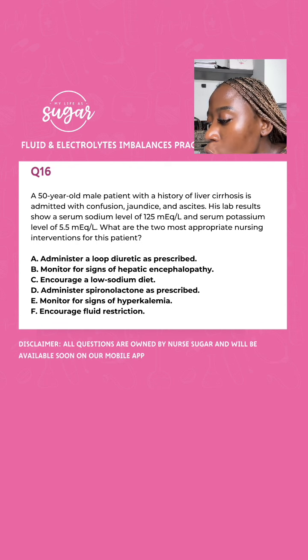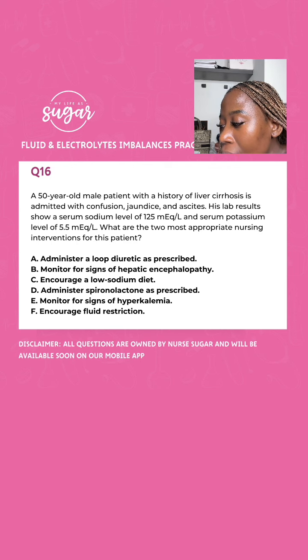A. Administer a loop diuretic as prescribed. B. Monitor for signs of hepatic encephalopathy. C. Encourage a no-sodium diet. D. Administer spironolactone as prescribed. E. Monitor signs for hyperkalemia. F. Encourage fluid restrictions. The two most appropriate nursing interventions for this patient.